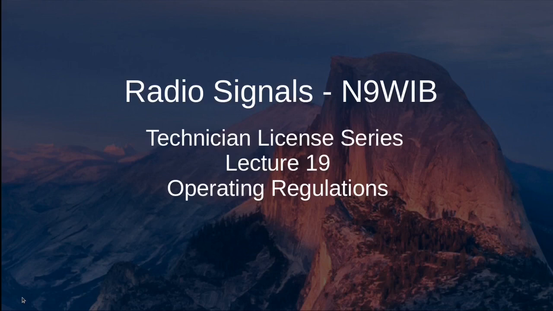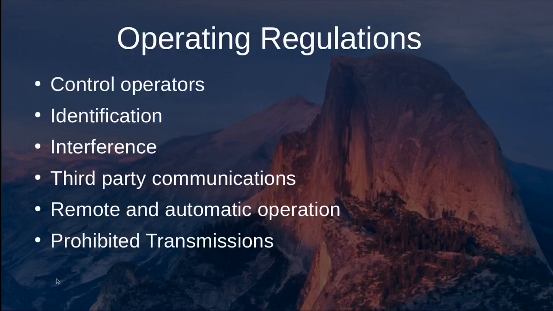This is the Technician License Series, lecture number 19, and today we're going to cover operating regulations. Operating regulations are going to be comprised of various different things. We will define what a control operator is, and we will learn how to properly identify ourselves over the radio by FCC rules, review different types of interference, and then go over third-party communications, and then remote and automatic operation. And finally, we will end with different types of prohibited transmissions.